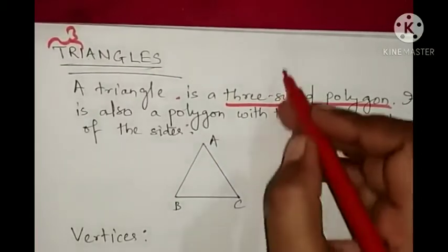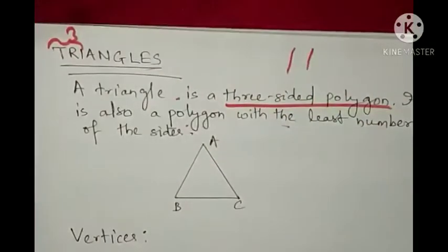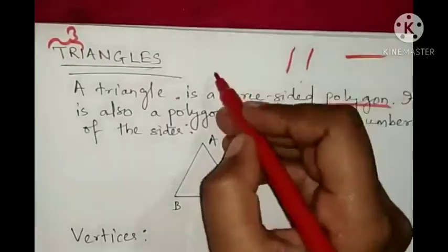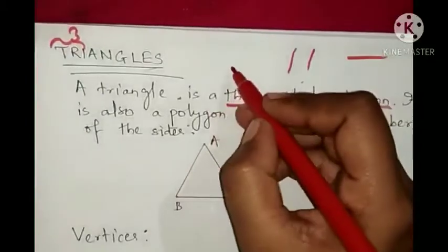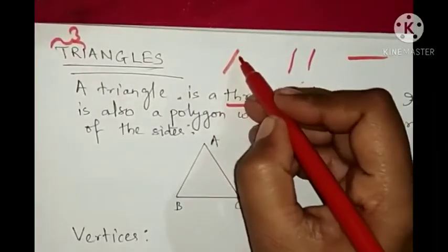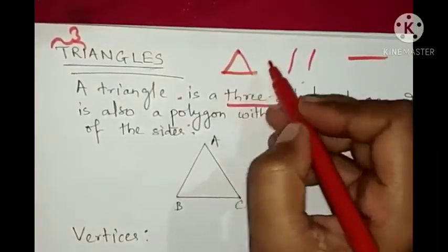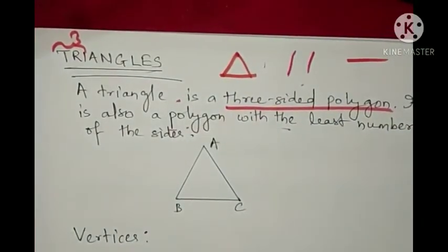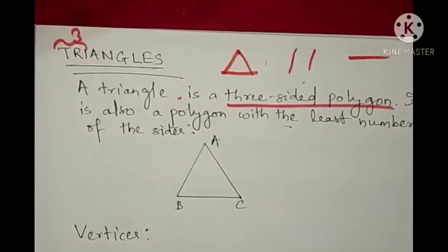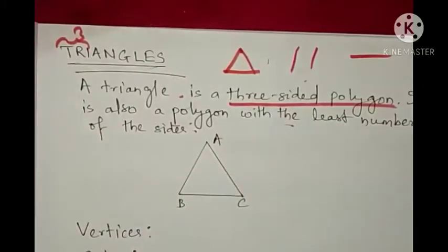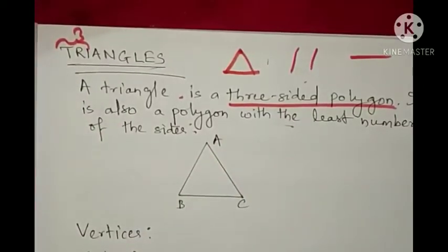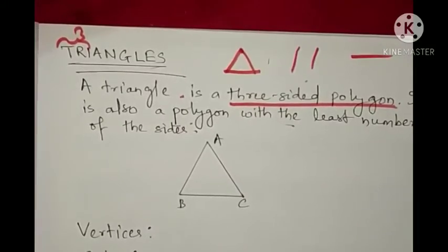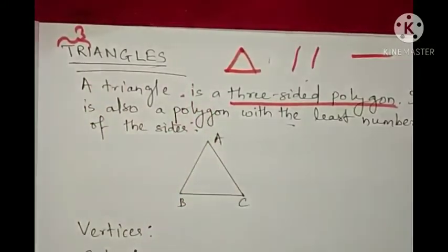You cannot make a polygon with two sides, taking two line segments or one line segment. So the first polygon you can make has three sides. Then 4 sides, 5 sides, 6 sides will follow, which we will study later. First we'll study triangles. A triangle is a three-sided polygon, also the polygon with the least number of sides.